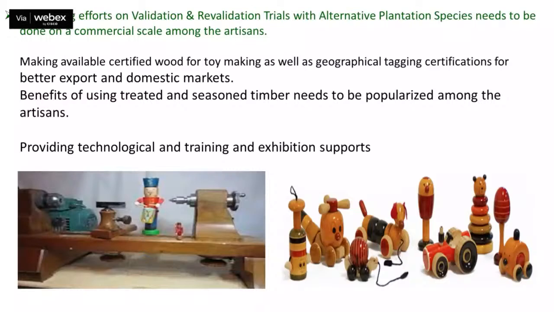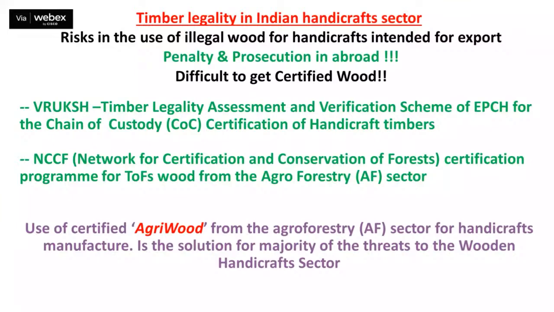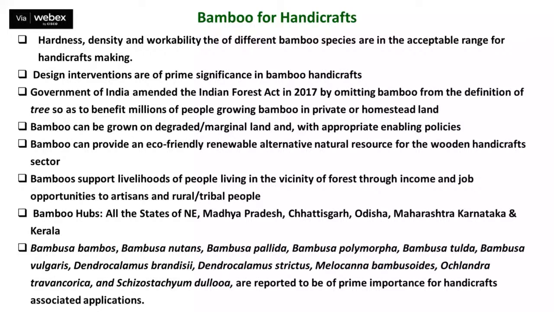And the timber legality issue in the Indian handicraft sector is also very important, since there is a risk in the use of illegal wood for handicrafts intended for export: penalty and prosecution abroad, and difficulty getting certified wood. And we should remember that the BRICS Timber Legality Assessment and Verification Scheme of the Export Promotion Council for Handicrafts and the chain of custody certification for handicraft timbers are available. We should make use of them, as well as the NCCF certification program for TOFs, trees outside forest, for wood from the agroforestry sector. These are also available. So the use of certified agro wood from the agroforestry sector for handicraft manufacture needs to be considered. It is the solution for the majority of threats to the wooden handicraft sector. The solution is plantation timber as well as agroforestry timber or TOFs, and these should be promoted. Next one.